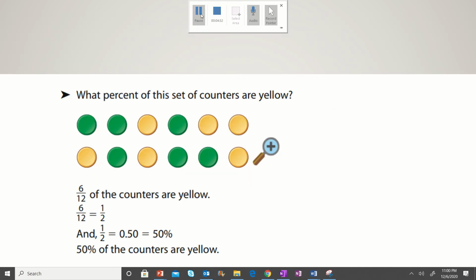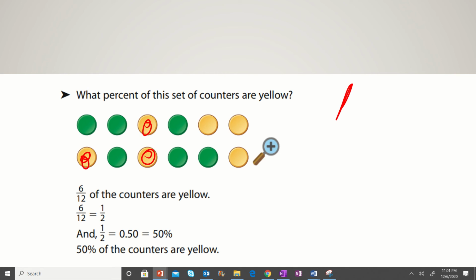Okay, so this one's a bit trickier, right? Because it doesn't necessarily have something that can multiply to get to 100. But what we have here is, what percent of the set of counters are yellow. So 1, 2, 3, 4, 5, 6. 6 over 12, 12 in total. So 6 over 12. Okay, I'm going to write over here.